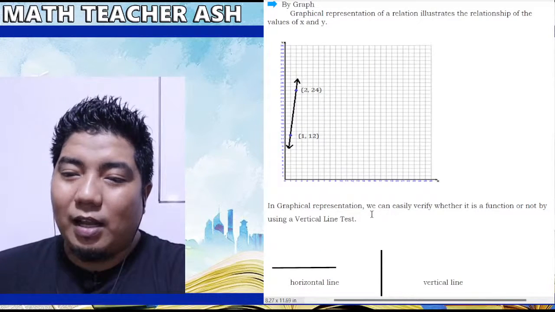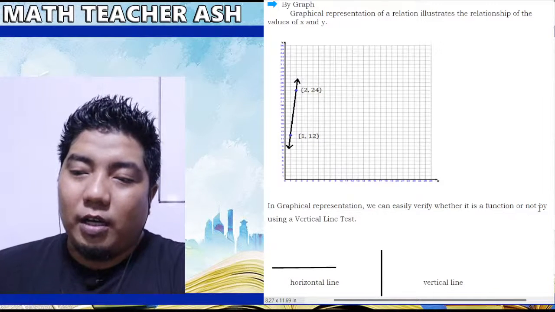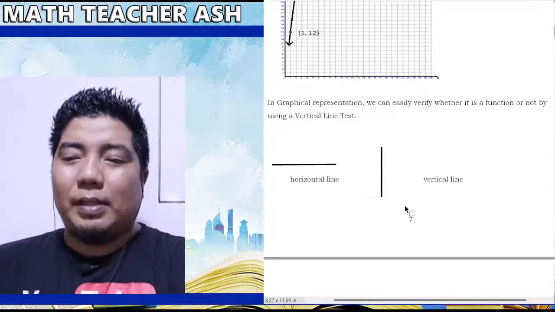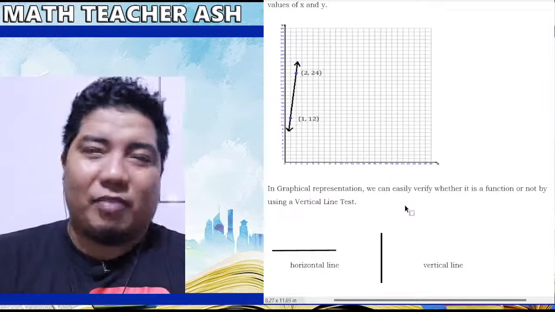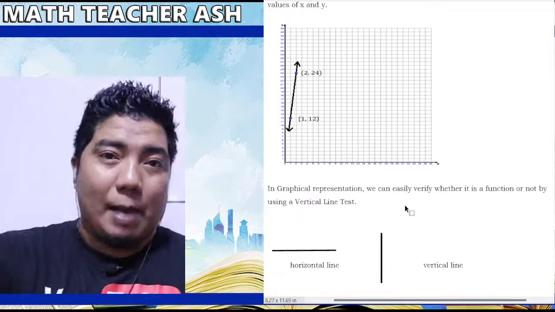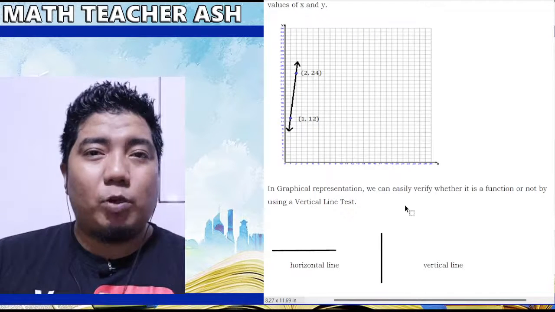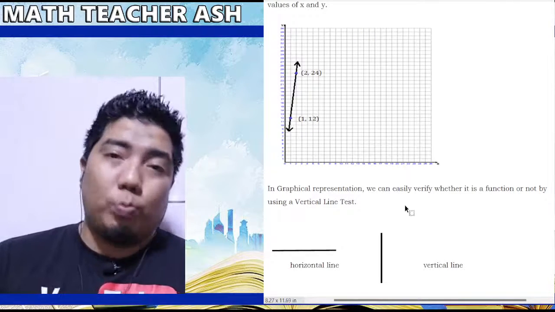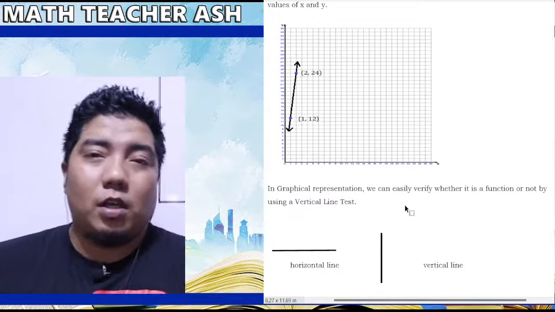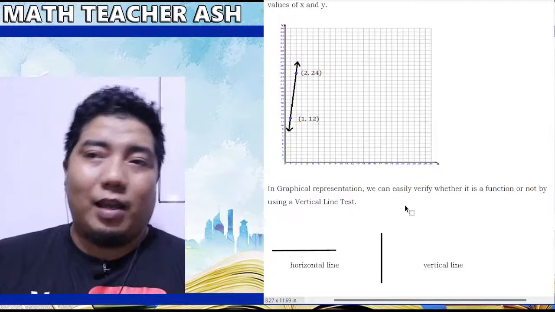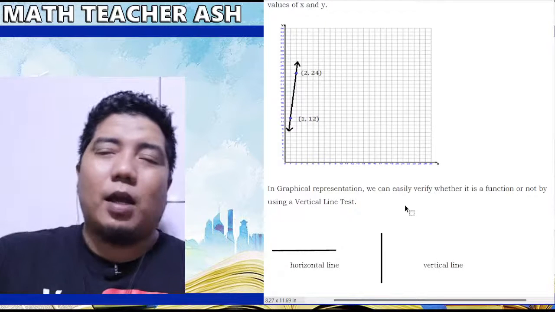So, in a graphical representation, we can easily verify whether it is a function or not by a vertical line test. Okay, ano ba ibig sabihin ng vertical line test? Pag meron ka ng graph, of course, marami tayong klase ng graph. Meron tayong tinatawag na linear equation. Ito yung example. We have also the quadratic equation. Yung quadratic equation, pag i-graph mo yun, magkakaroon ka ng parabola. We have the cubic. Magkakaroon yun siya ng at most 2 curves. We have the quintic, the quartic, and the other graphs in which na marami ng mga curves yun.